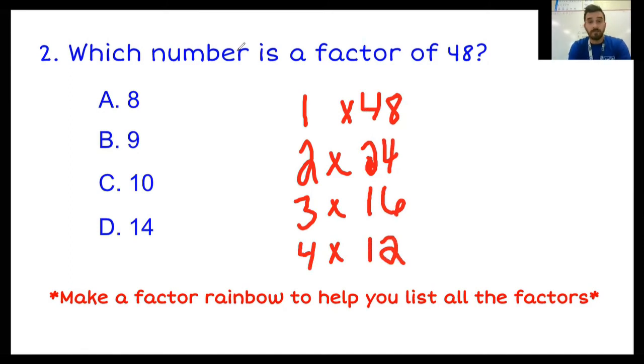Now, I wouldn't try 5 because 48 does not end in a 0 or a 5, but then I would try 6. Now, this one you should just know your facts, but if not, divide. 6 times 8 gives me 48. Kind of hard to see, but you know what I'm saying. The only other number that I would try is 7 because it falls in between 6 and 8, but 7 would not be a factor of 48. If you listed all your multiples of 7, you'd skip right over 48.